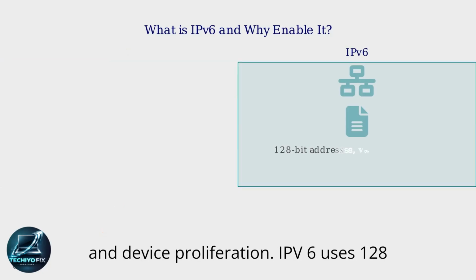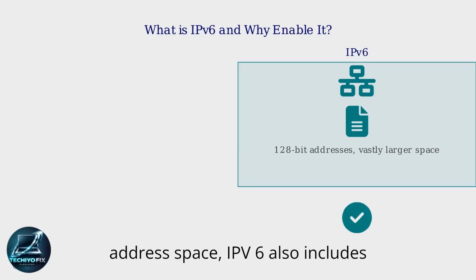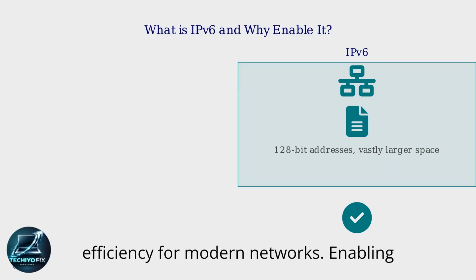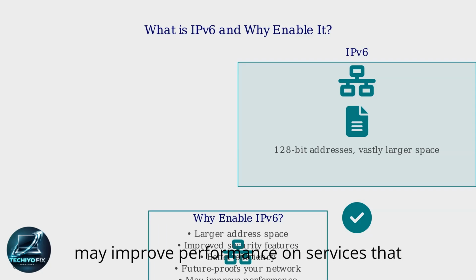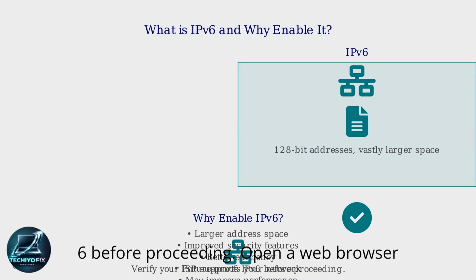IPv6 uses 128-bit addresses, offering a vastly larger address space. IPv6 also includes improved security features and better efficiency for modern networks. Enabling IPv6 future-proofs your network and may improve performance on services that support it. Verify your ISP supports IPv6 before proceeding.